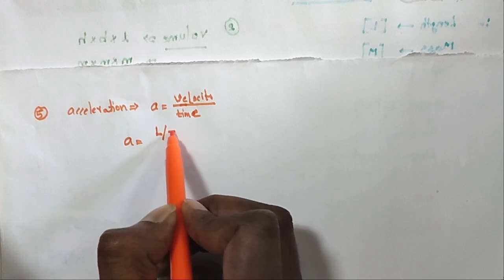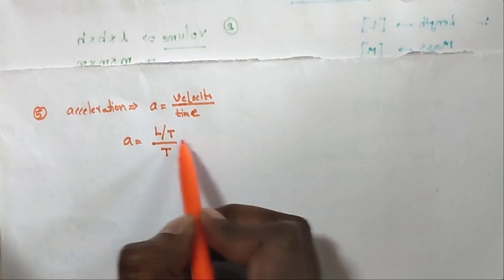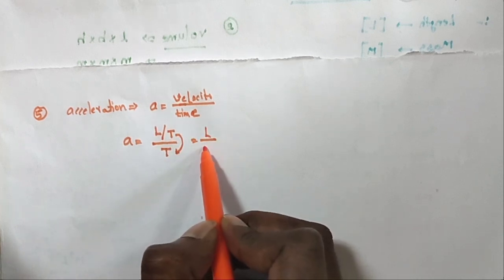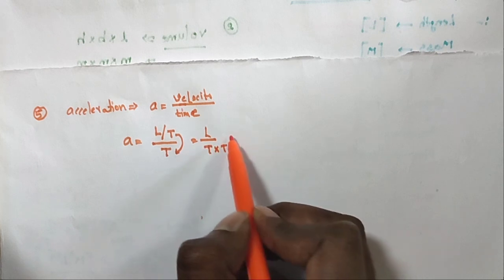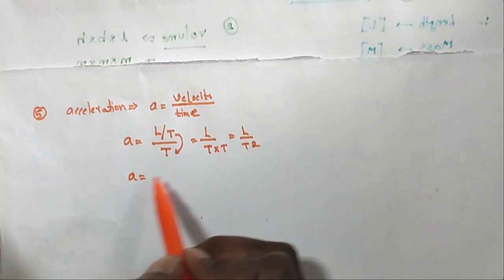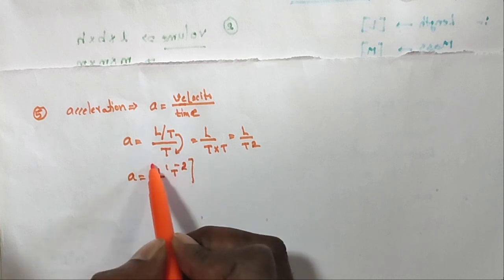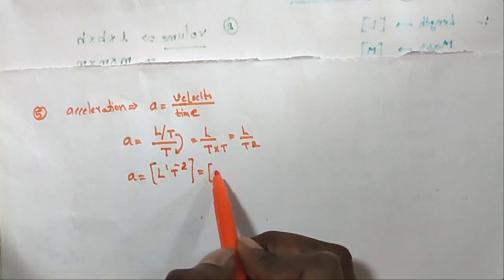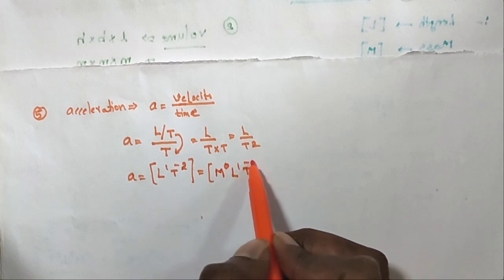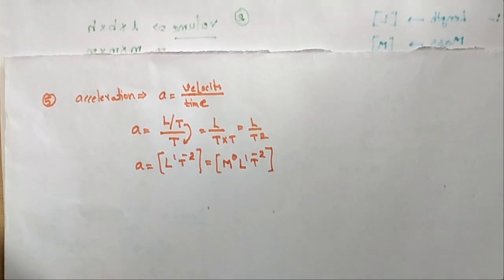L by t. By time, the dimensional formula is t. So this t is going downward. Therefore L by t into t, that is L by t square. So finally A is equal to L1 t power minus 2. Or in terms of mass, there is no mass value. M power 0, L1 t power minus 2. So this is the dimensional formula of the acceleration.